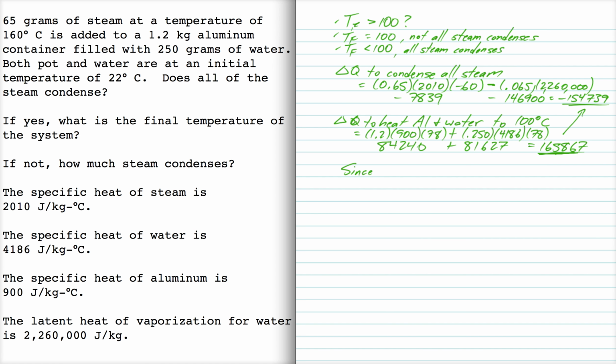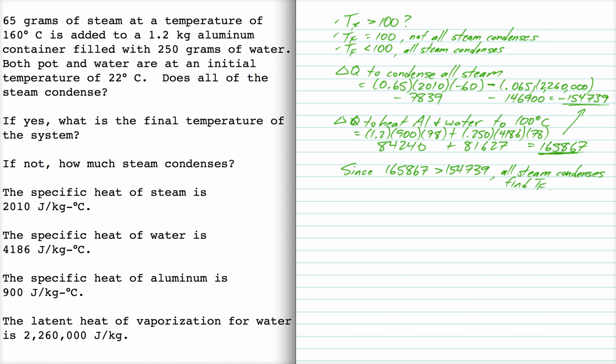Since 165,867 is greater than the 154,739, that means all steam condenses, and our final temperature is going to be below 100 degrees. Okay, and we don't know what the final temperature is. We have to find TF.